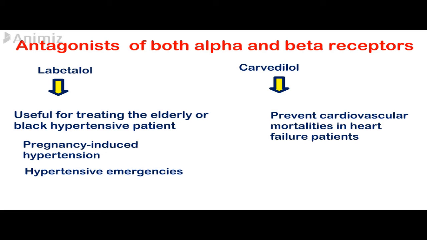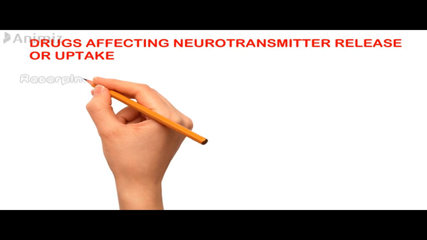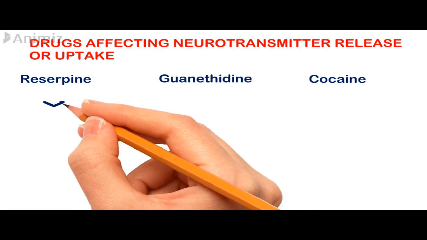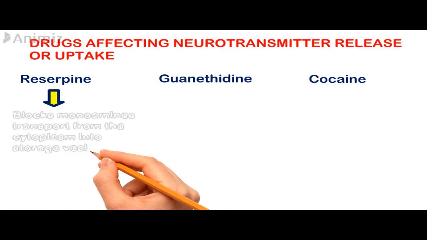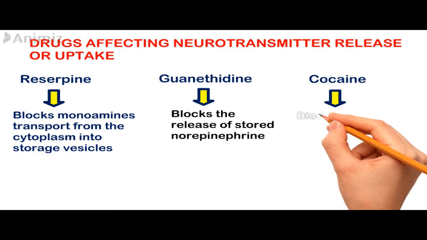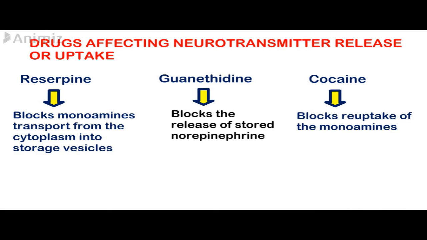The last group is the drugs that affect norepinephrine release or reuptake, and it includes reserpine, guanethidine, and cocaine. Reserpine blocks monoamine transport from the cytoplasm into storage vesicles. Monoamines are norepinephrine, serotonin, dopamine, and also epinephrine. While guanethidine blocks the release of stored norepinephrine, but this drug is not used because of its side effects. Lastly, cocaine blocks the reuptake of the monoamines.